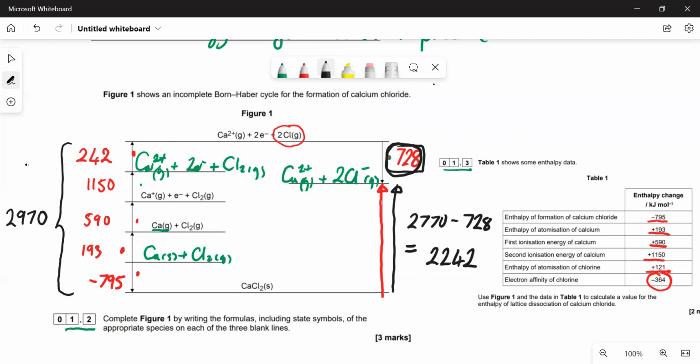And that's in kilojoules per mole. That's the lattice enthalpy of dissociation. Now we've got to determine the sign there. Because our arrow is going up, that's endothermic, so it's a positive value. So that is our answer there, plus 2242.